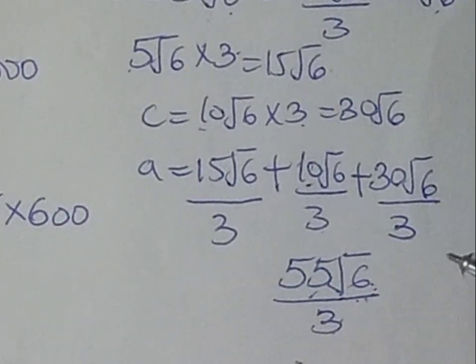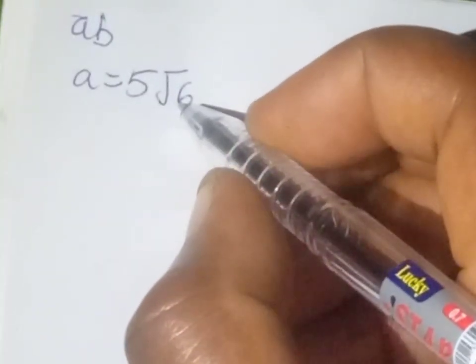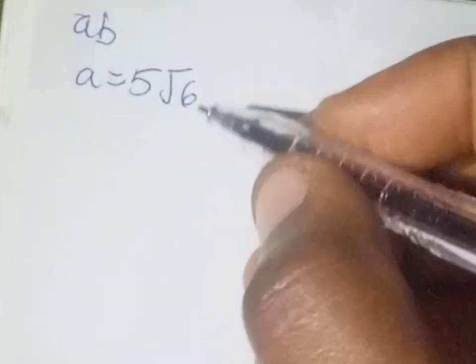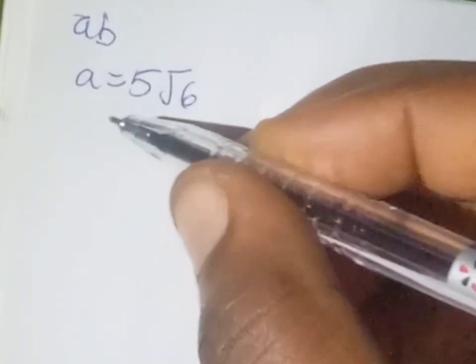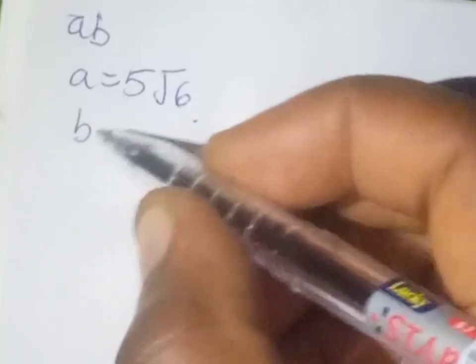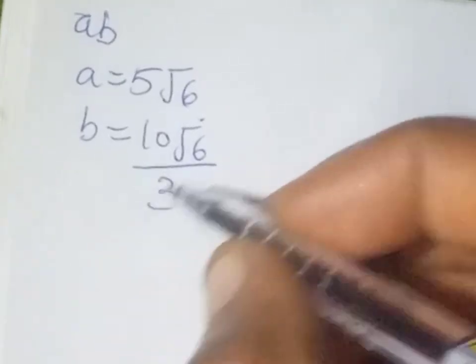Now let's verify if our answer is truly correct. Let's check AB, where our A equals 5 root 6. We are using the old A and not the new A. Likewise for B and C, we shall be using the old ones to cross check. So A equals 5 root 6, while B equals what? 10 root 6 divided by 3. Now let's multiply the two together.